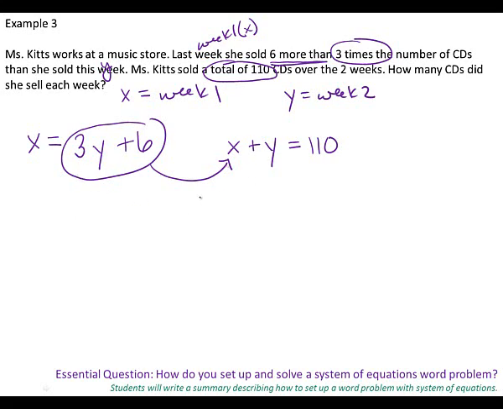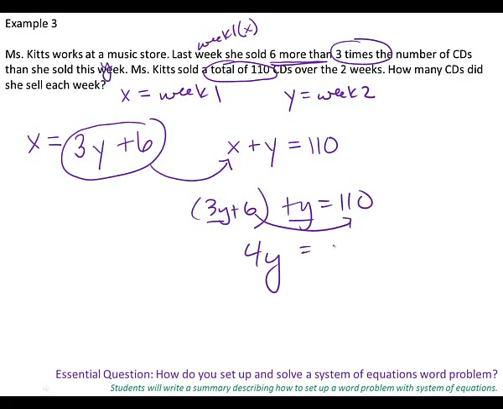All right, let's check it. So I'm plugging in what for the x? 3y plus 6. Okay, I don't really need the parentheses, so I'm going to combine like terms. So it's 3y plus y, 4y. And then what are we going to do with this 6 to move it to the other side? Good, what'd you get? 104. Okay, what are we going to do with the 4? Divide it. What do we end up with?